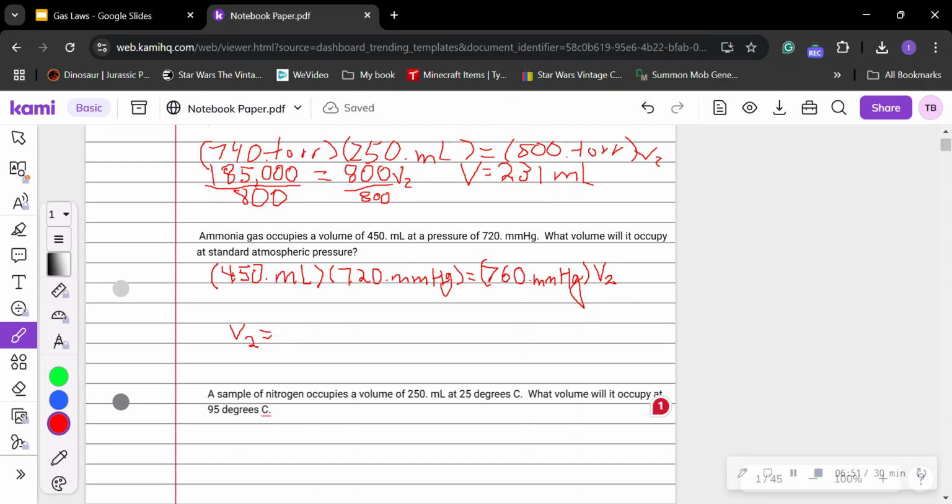So yeah, now that's the setup, and I will write down the answer, which, rounded to the significant figures, is 426 milliliters. I think I said millimeters by accident.